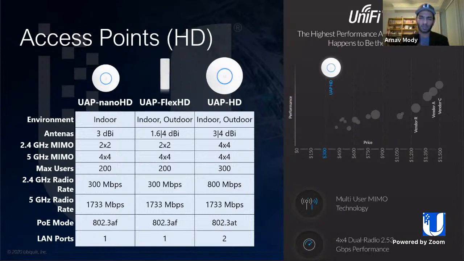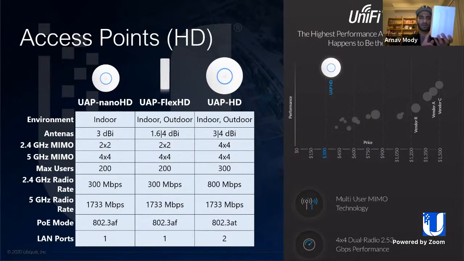And a step above the Nano HD is the HD. So HD actually supports a larger radio rate in the 2.4, 800 Mbps, and also supports 300 users. So if you're really expecting a high density situation, or you just want to be careful and make sure that there's absolutely no lags, there's absolutely no issue with speeds and throughput, the HD is one of our best access points and our highest performing access points. And most recently, we have also launched this thing called the UniFi Flex HD.